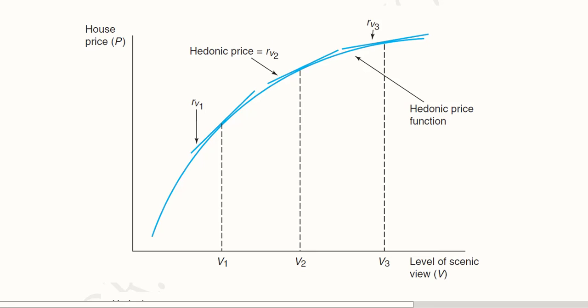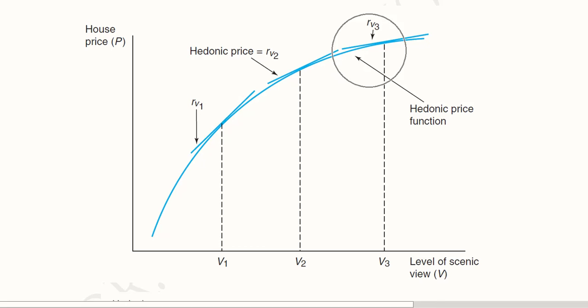So the slope means that the effect of the views is high here because of the high rate of change, or the slope is lesser and the least. So the hedonic price function is this curve, and the tangents are basically the hedonic prices with respect to the views. We have to differentiate between the hedonic price function, which is this curve, and the marginal hedonic price with respect to the attributes, which is actually the slope at various points.